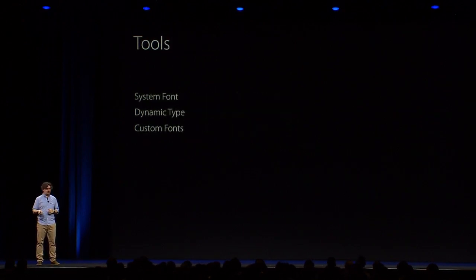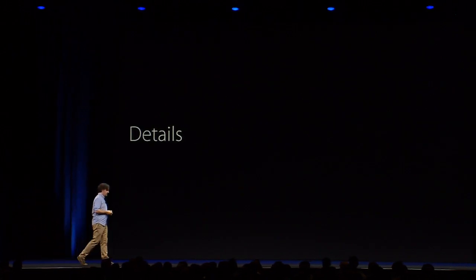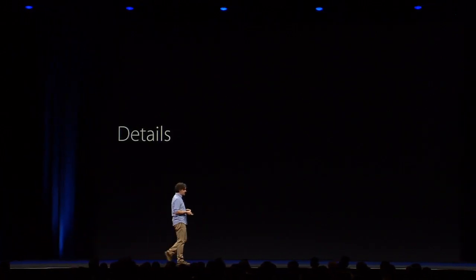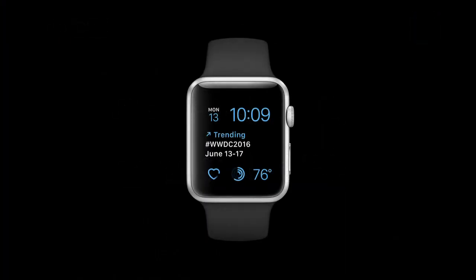All right, so we just saw system font, we saw dynamic type, and we saw custom fonts. So next, I want to show you some small details that you may want to consider using in your own apps. The first one I want to show is arrows. Arrows are a great thing. They are useful for pointing to stuff, but also they're useful in complications where the information density is very high and you want to give just a little bit more information.